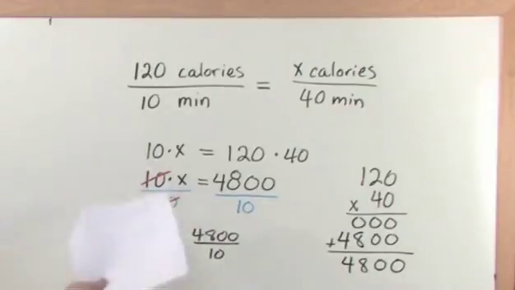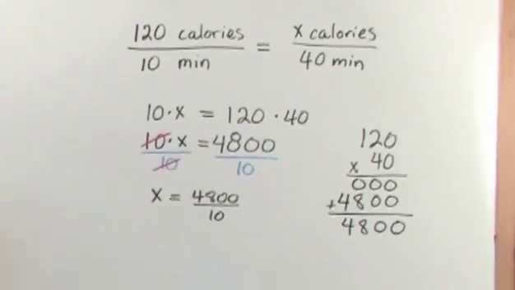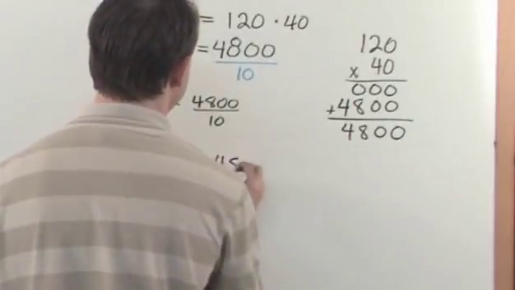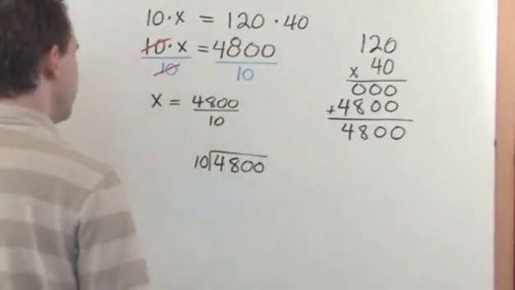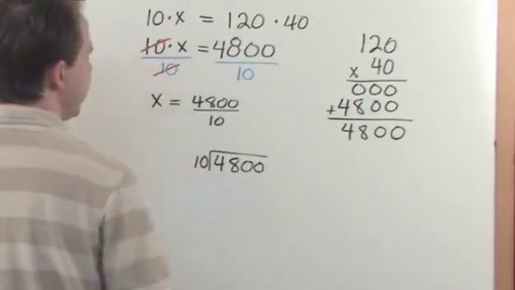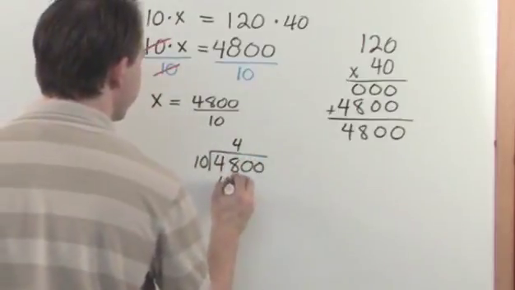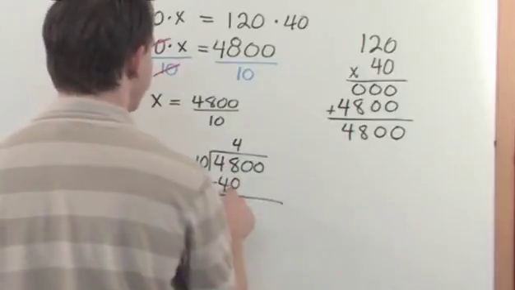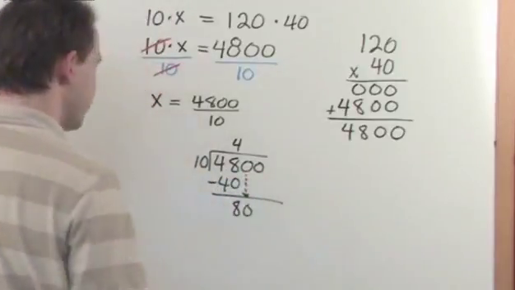Okay? So I got X by itself by dividing by 10, but I must do the same thing to both sides, so I divide by 10. Okay, so now the question is, what is 4,800 divided by 10? And then you have the answer. 10 goes into 48, I believe, 4 times, because 10 times 4 is 40. Okay, and then I subtract. 48 minus 40 gives me 8, and then I drop down my next digit, which is a 0.